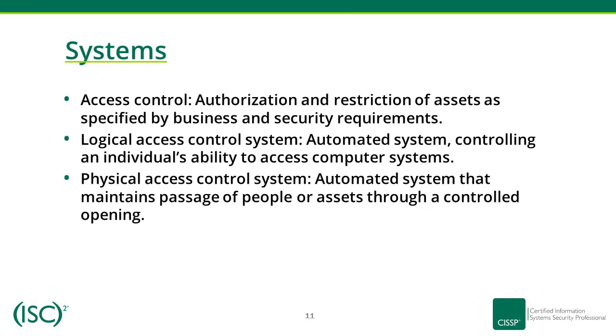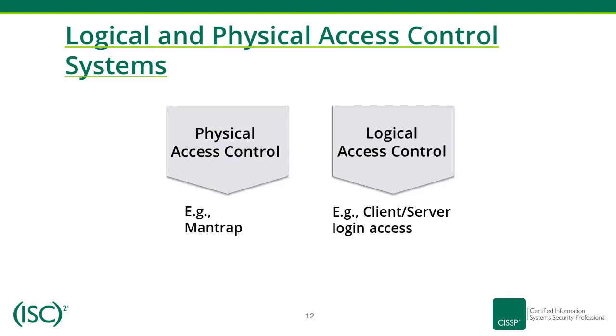Systems. Access control, authorization, and restriction of assets as specified by business and security requirements. Logical access control system: automated system controlling an individual's ability to access computer systems. Physical access control system: automated system that maintains passage of people or assets through a controlled opening. Logical and physical access control systems.